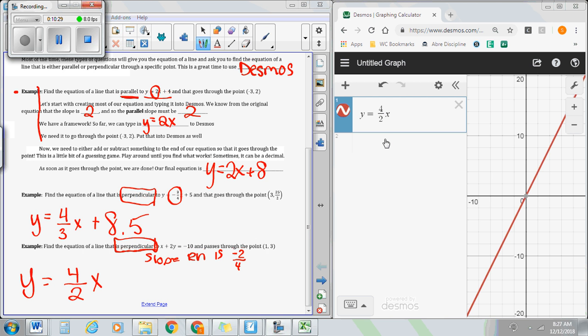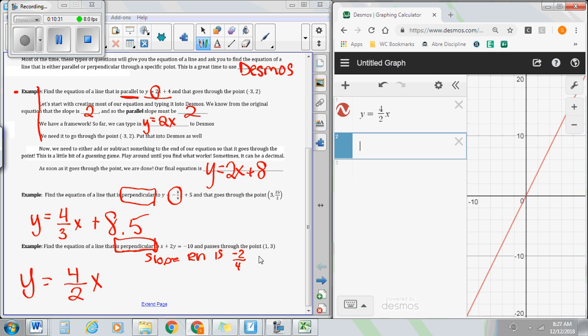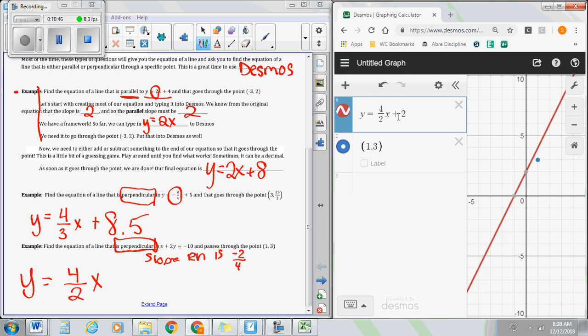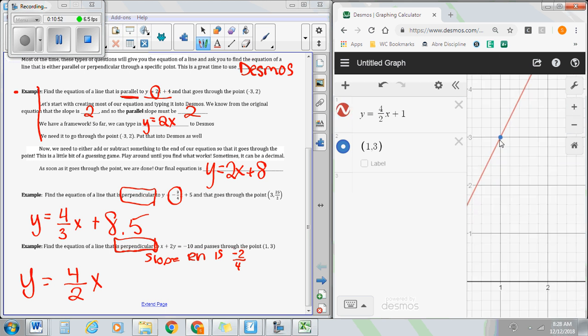So far I know y equals 4 over 2x, and I know that it has to go through the point 1 comma 3. So if I look, this dot is just barely above the line. So I know I'm going to add something. I'm just not sure what yet. Since that's a really small distance, I'm going to try 2. Overshot. So let's try 1. Looks like it went through. If I zoom in just a little bit, it absolutely did. So there is my equation, y equals 4 over 2x plus 1.